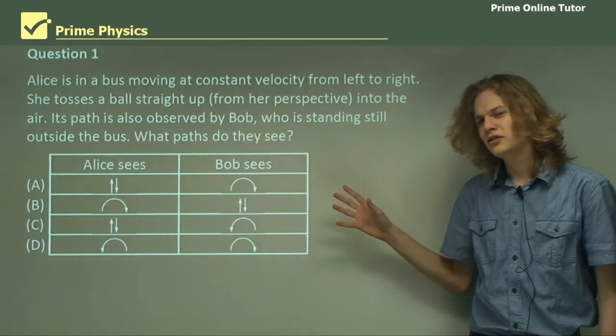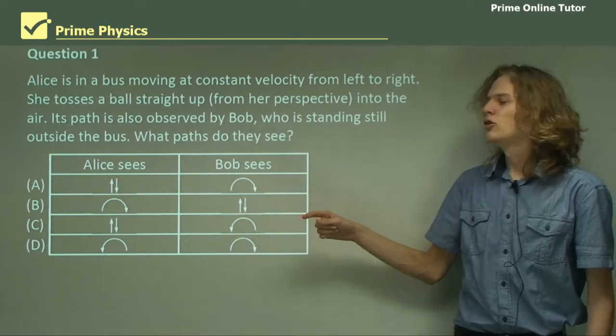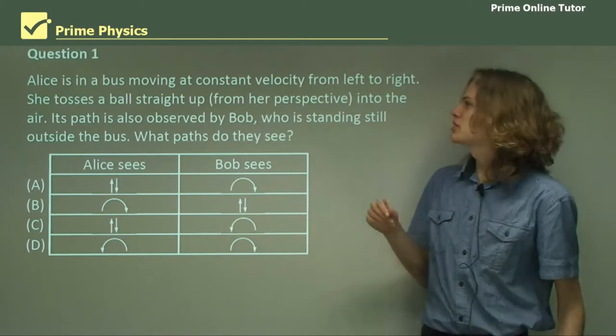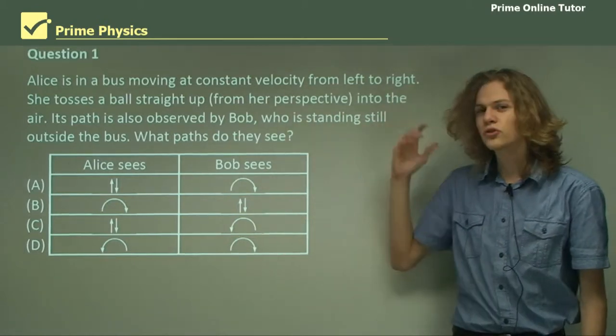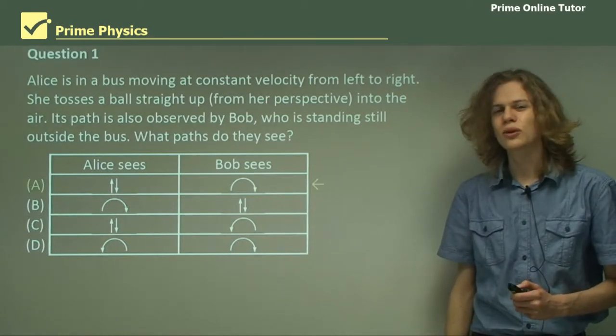So what does Bob see? Does he see the ball moving from left to right or right to left? Well, he'll be seeing it move inside the bus, and the bus is moving from left to right, so the ball will also move from left to right. That means that A is the correct answer.